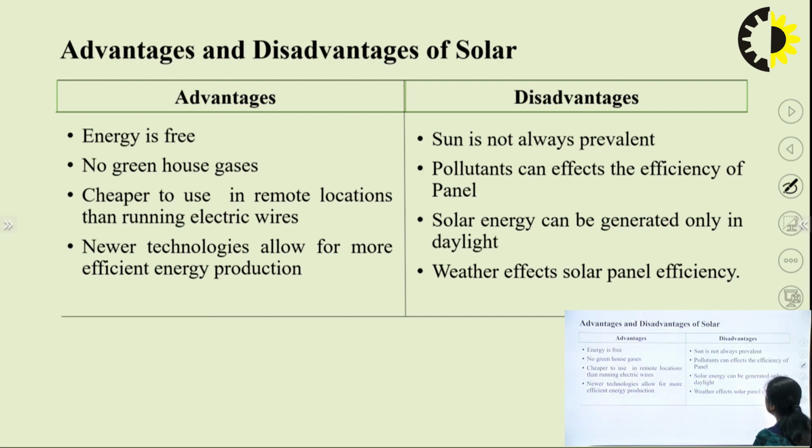Solar energy can be generated only in daylight, so we need a storage system along with the solar panel. Weather affects the solar panel efficiency. These are the obvious reasons why we cannot completely rely on solar energy. We always need a backup. That may be a conventional source; conventional power should be there along with the solar panel, as well as an energy storage system along with the solar.